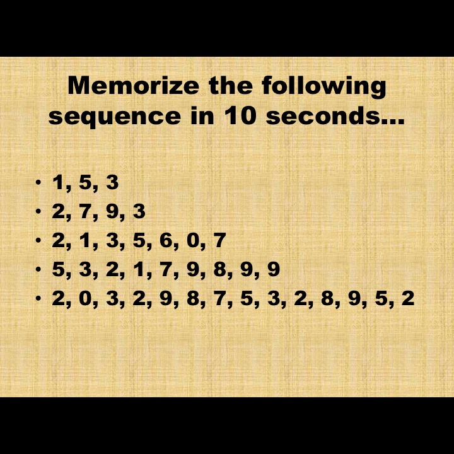Okay, let's move on to one a bit tougher. That's enough time. Did you get it? Okay, getting tougher and tougher and tougher. 7 numbers now. Okay. Did you get that one? Okay, this is getting tougher. I don't even know if I could have done that one. Next.